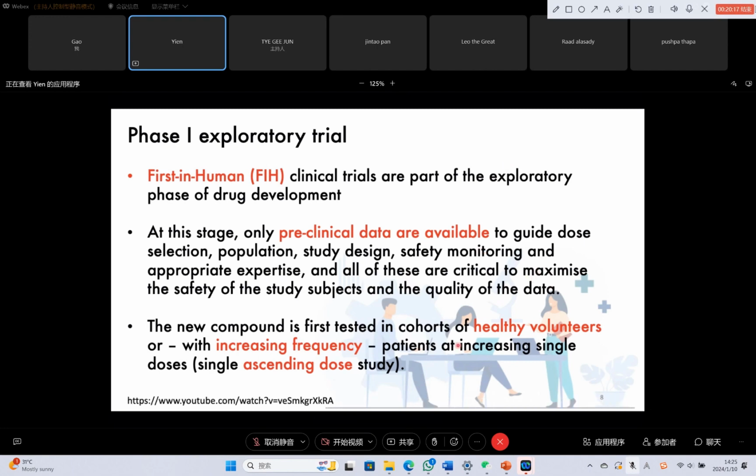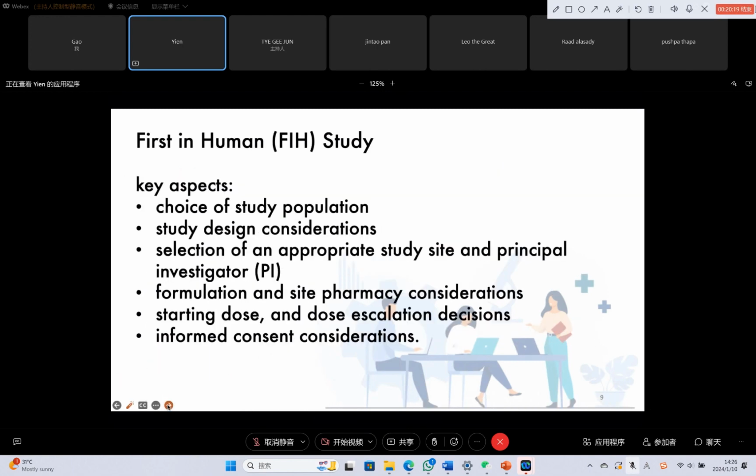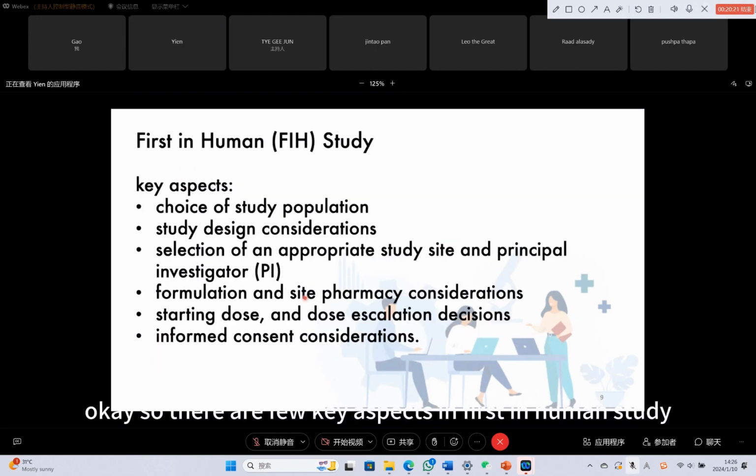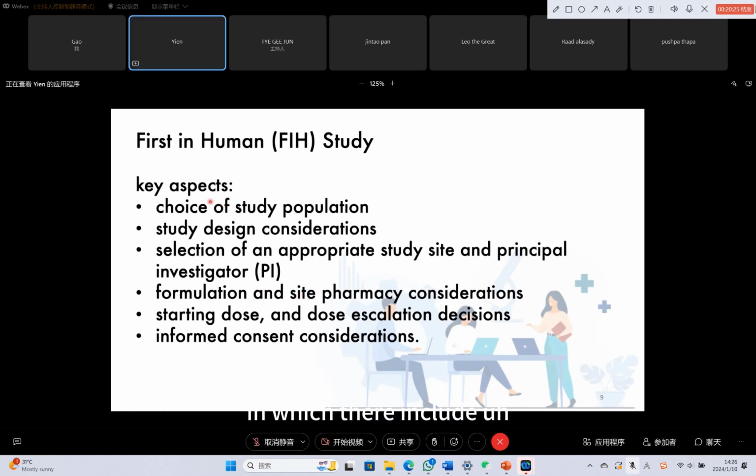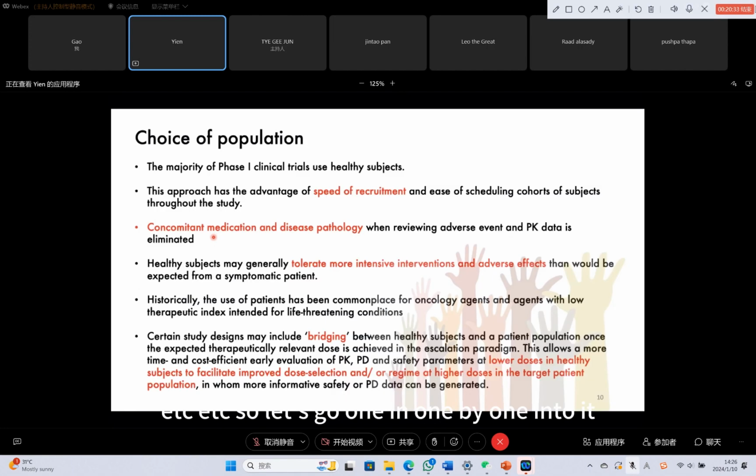Next slide. Okay, so there are a few key aspects in first-in-human study, which include the ones shown here: choice of study population, study design consideration, and so on. So let's go one by one into it.